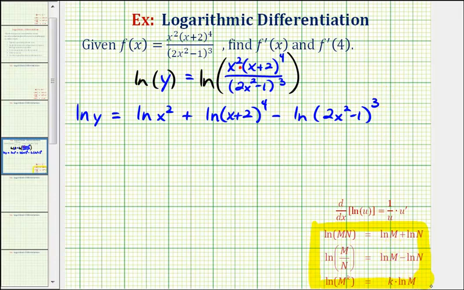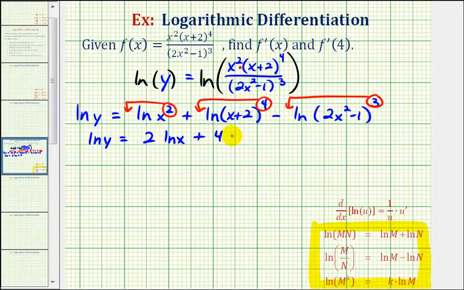And now we can apply the power property of logarithms, which means we can take the exponent and move it to the front of the natural log so that we have a product of the exponent and the natural log here, here, and here. So we'd have natural log y equals 2 natural log x plus 4 natural log of the quantity x plus 2 minus 3 natural log of the quantity 2x squared minus 1. Now for the next step, we'll differentiate both sides of the equation with respect to x.